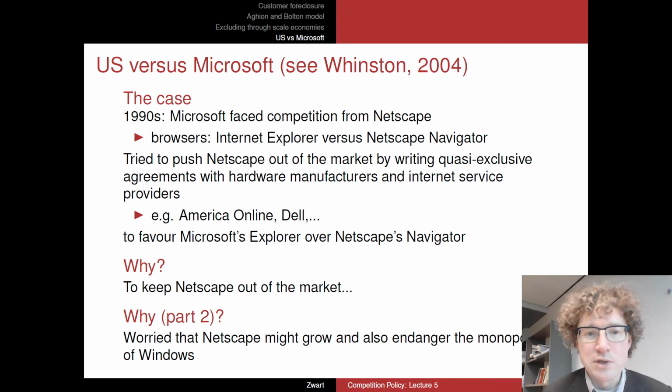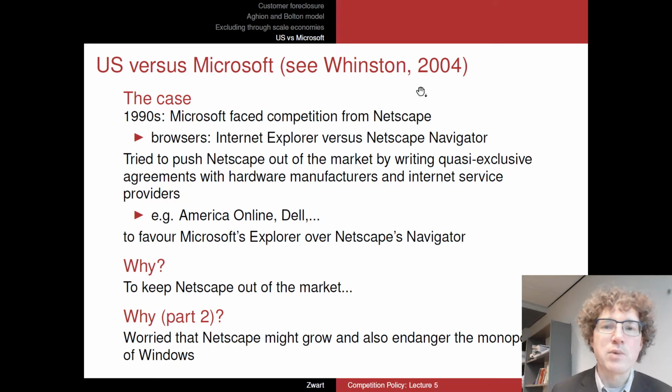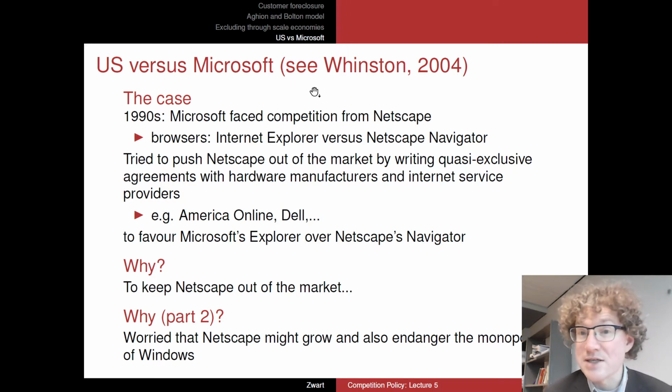And why did they want to do this? In the first place, of course, to push Netscape out of that market for browsing. But there was a deeper reason for this. It's a good thing to read the 2004 paper by Whinston, which describes this case and also describes some of the underlying economic theories, some of the theories that we have been discussing today and some that we'll discuss now and next week, underlying the anti-competitive concerns about the behavior of Microsoft.